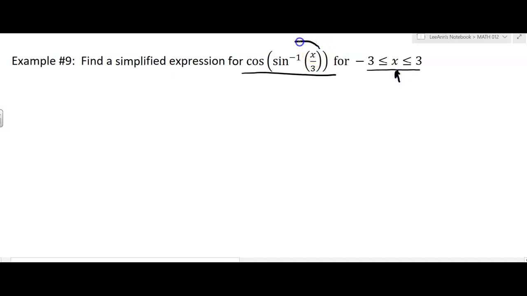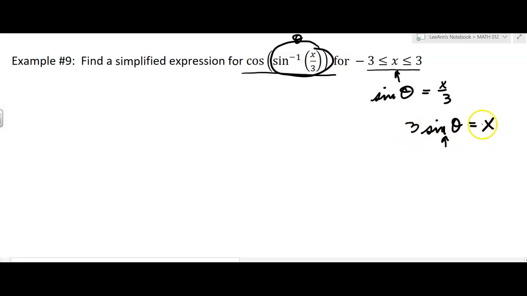If we say that this is equal to some angle, call it theta, then we're saying the sine of theta is equal to x over 3, right? Now if you think about multiplying both sides by 3, sine theta equaling x, then that would mean sine is between -1 and 1. And so now when we multiply it by 3, x is between -3 and 3.